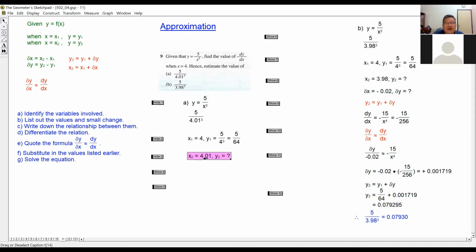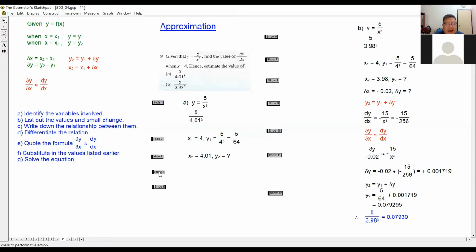Then when the x2 is 4.01, what is the y2? This is the y2 that you want to find. Okay? Can you see the question lining up like that? x1, you have y1. x2 is this value, and you don't know what is the y2. Okay? Right.